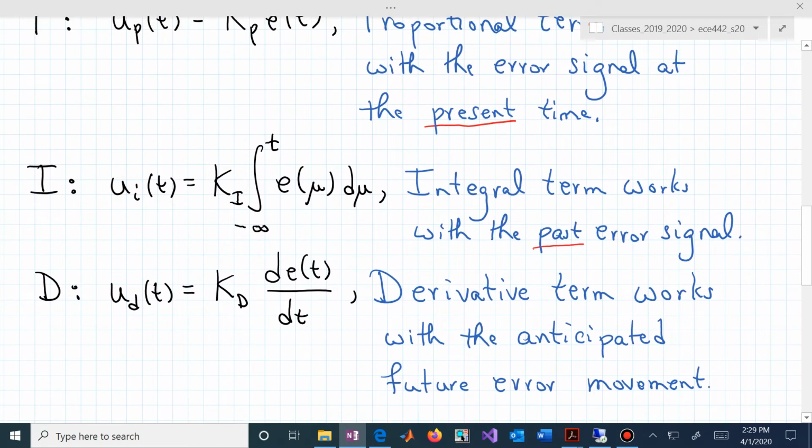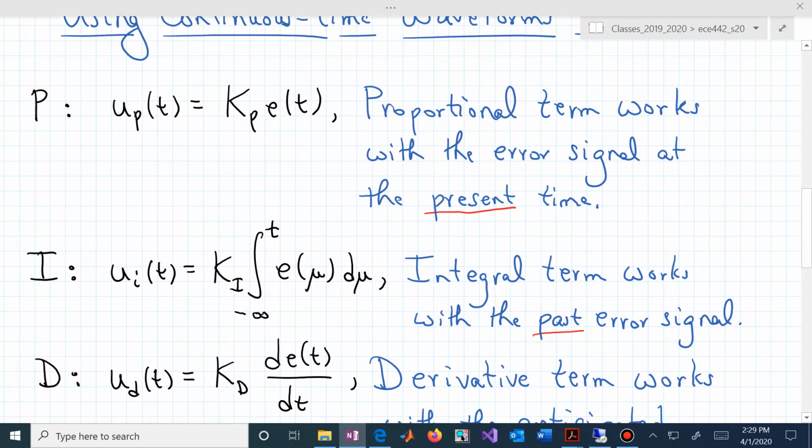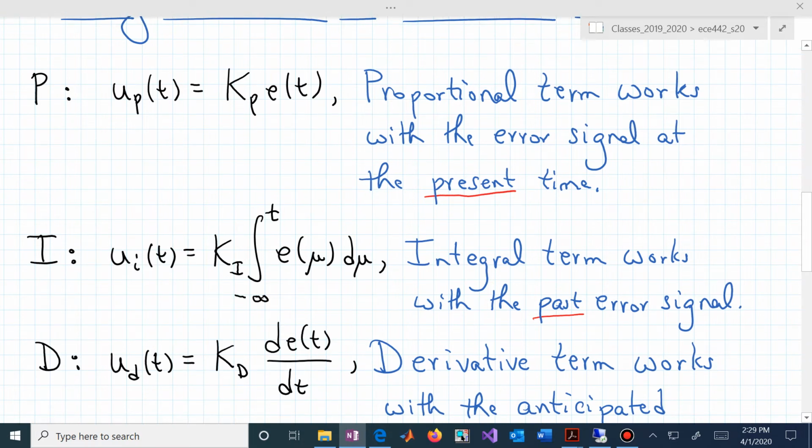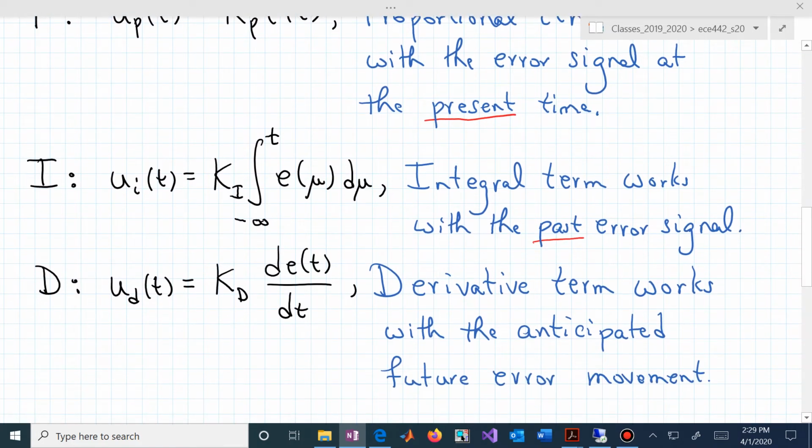Contrast that with the derivative term. And these obviously are very representative of how they are described. Proportional, we're just proportionally scaling the error. Integral, we're integrating the error. Derivative, now we're actually differentiating the error at the present time. And what's that doing? That's giving us a slope. That's telling us where we are anticipating going. This derivative term works with future error movement. It's trying to anticipate in what direction the error is going.